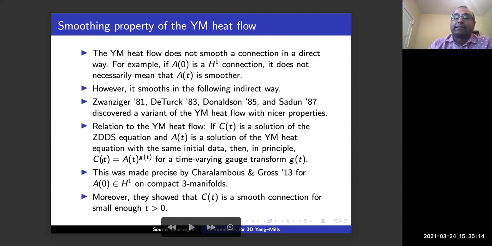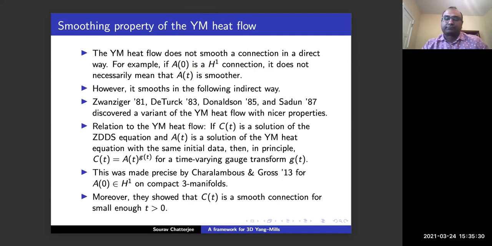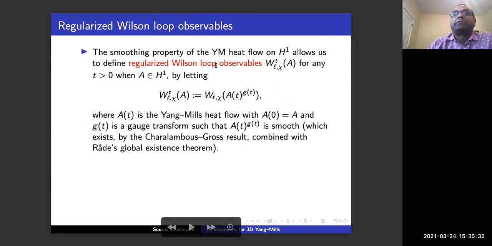So this C_t is evolving very nicely. If you start with H1, in an infinitesimal amount of time, for any small positive t, C_t becomes a C-infinity connection with all kinds of nice bounds and all that. So this is very good. This allows us to define regularized Wilson loop observables, which physicists have been using, but it gives a mathematical definition of that.